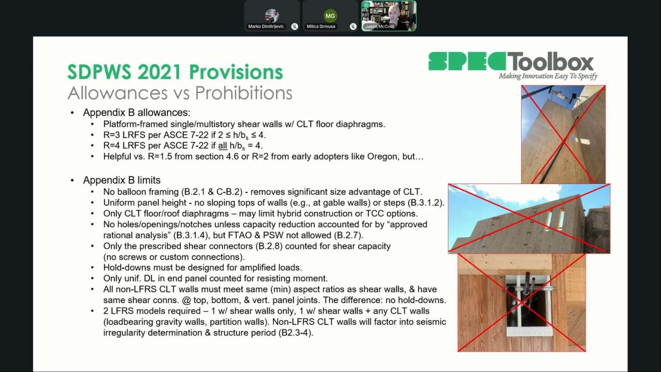And another thing to keep in mind is that if your non-LFRS walls are triggering a seismic irregularity, that could also trigger the requirement in ASCE 7, section 12.7 for a 3D model, which starts getting complicated with the way that they want us to handle gravity walls in there. They've got shear resistance, but no direct overturning resistance. It just makes for some complicated analysis because of that.